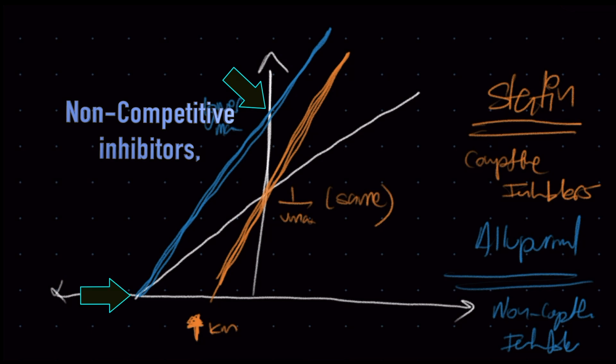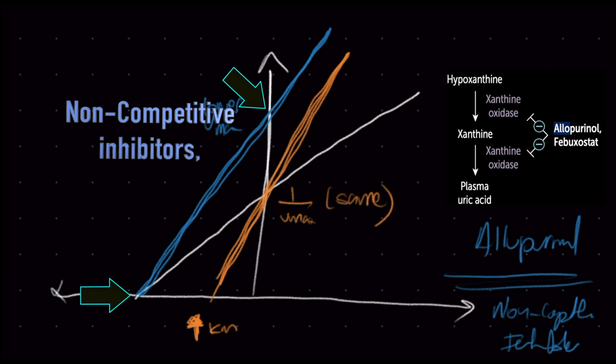Clinical case. Allopurinol, used in treating gout, is a non-competitive inhibitor of xanthine oxidase, an enzyme that produces uric acid. By inhibiting this enzyme, allopurinol lowers uric acid production, reducing gout symptoms. The Lineweaver-Burk plot for allopurinol shows parallel lines, indicating a decrease in Vmax without changing Km.